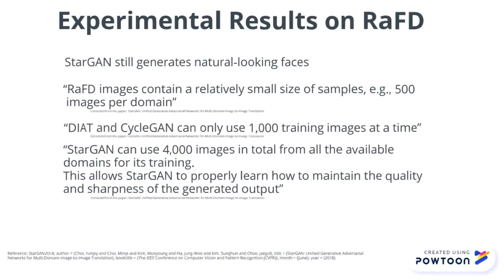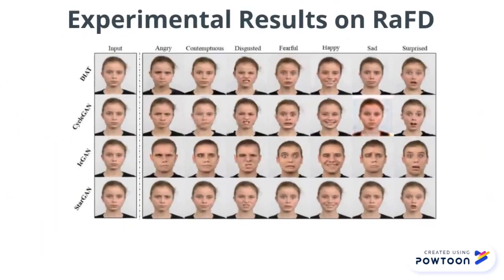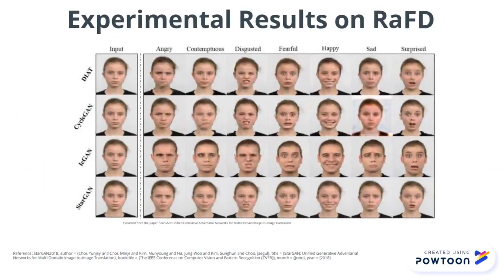RaFD is the second dataset being used. RaFD images contain only a small number of samples in each domain. DIAT and CycleGAN can only use 1,000 training images at a time, but StarGAN can use 4,000 in total. Here's the table comparing the four models using the RaFD dataset.